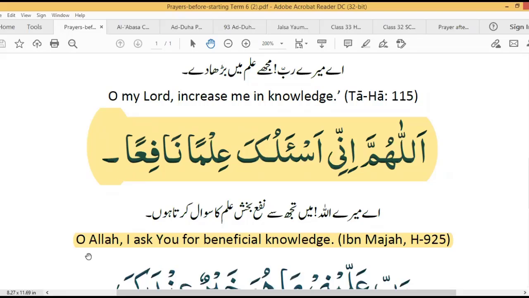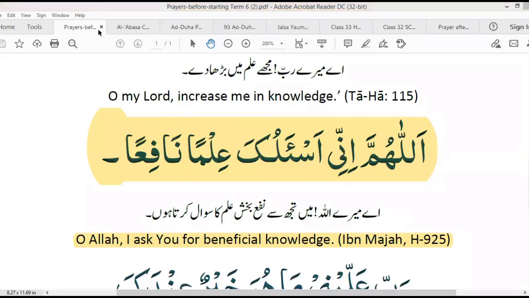And can you read the translation for me now? Okay. Oh Allah, have mercy on me. Oh Allah, I ask you for beneficial knowledge. Excellent. Majah, hadith number 925. Excellent. Well done. Really nicely read. Jazakumullah for your participation.